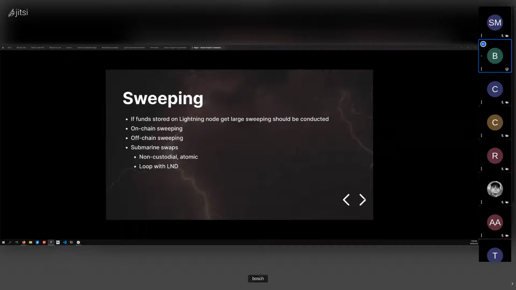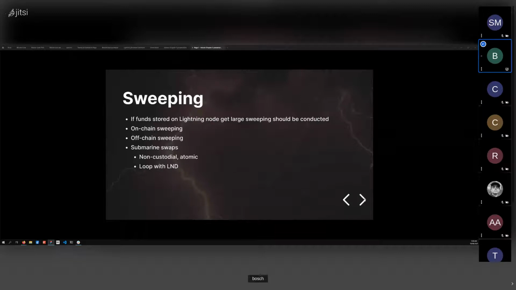But sweeping is something you should be aware of if you're running a Lightning Network node. Unless you're a routing node or maybe a merchant, you don't really want to be storing a huge amount of funds, for reasons I mentioned previously, like with the hot keys. So if you're using Lightning Network quite actively, sweeping is something you'll probably do at some point, especially if you have a large amount of funds. But there are different types of sweeping you can do.